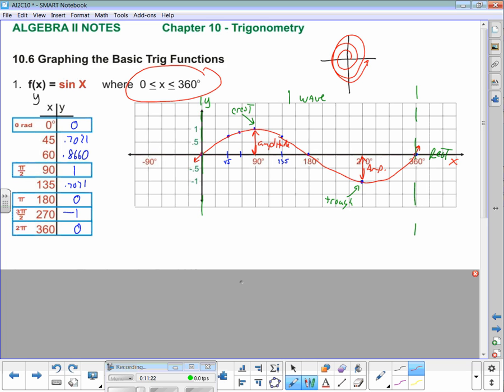In addition to that being one wave, the number of degrees, so this is 360 degrees, is called the period. The period of the wave. We're going to use that a lot coming up.